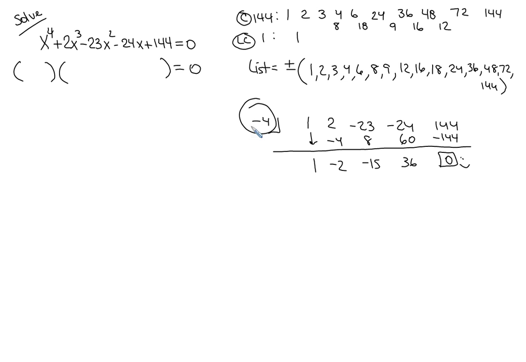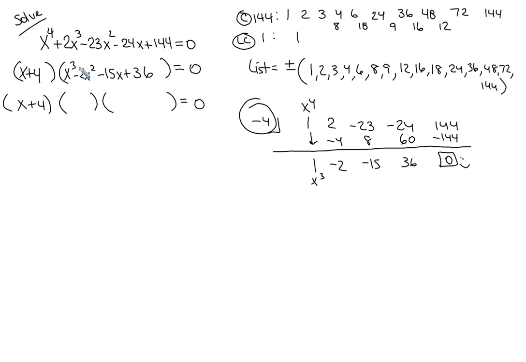What does this look like as a factor? This was x to the fourth, so this is now x cubed minus 2x squared minus 15x plus 36. Now, I can't solve this or factor it yet, so what I'm going to have to do is work on factoring it by doing this process again.